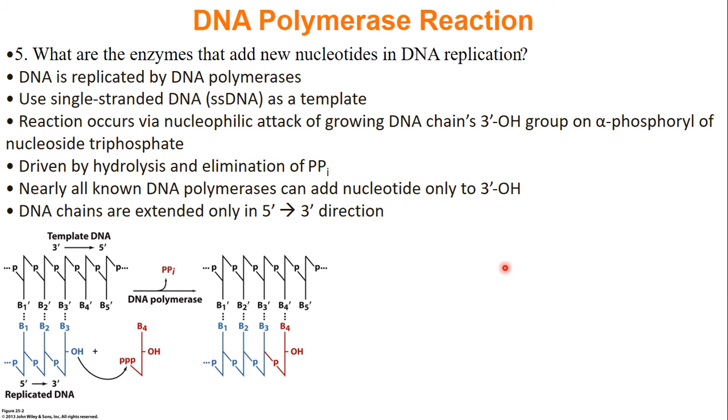What are the enzymes that add new nucleotides in DNA replication? Those are your polymerases, and they basically work by taking a nucleotide triphosphate, cutting off inorganic phosphate, and sticking it onto the growing DNA strand.